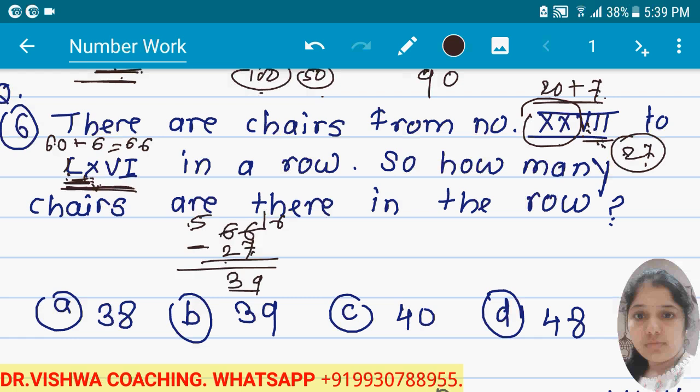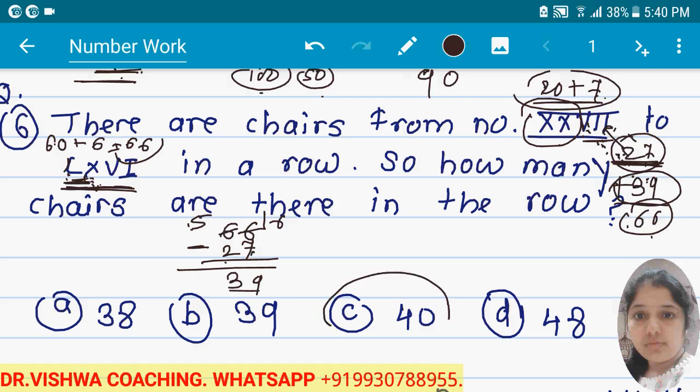But is 39 the answer or not? Because many students make the mistake here only. Now see, chairs are from number 27 to number 66. So whenever we add 39 to this 27, we get the number 66. But have we counted this 27th number chair or not? No, because we add an additional 39 chairs to it. But we have to count this 27th number chair also. So here the answer is 40, not 39.